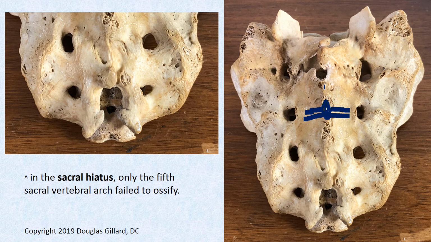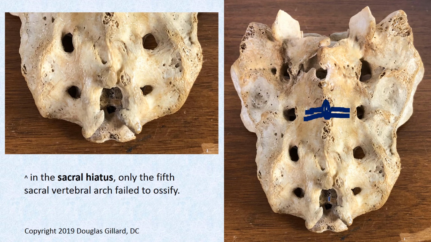The same thing, there's S1, that's the transition. Let's see what we got here. 1, 2, 3, 4. So this is just a single. Down here at the S4 level and S5, there's no lamina, and there's no spinous tubercle. These are gone. So that's a spina bifida, but it's a naturally occurring spina bifida.